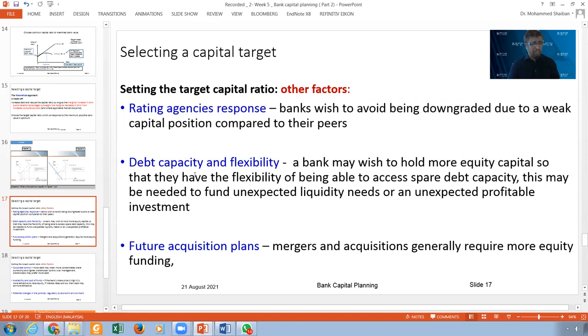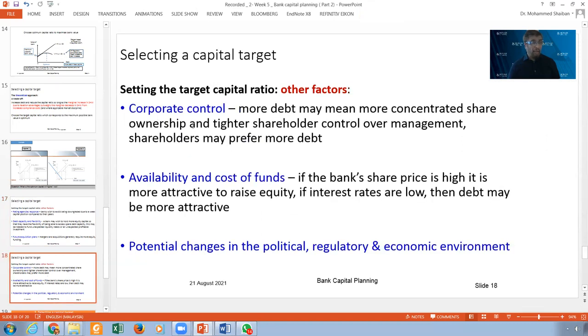Even when you do mergers and acquisitions, you have to have some room because we usually borrow and acquire. So if we have some acquisition plans, we also have to have more capital. So rating agencies argue for more capital, debt capacity argues for more capital, future acquisitions argue for more capital. We have one issue which argues for less capital, which is the corporate control.